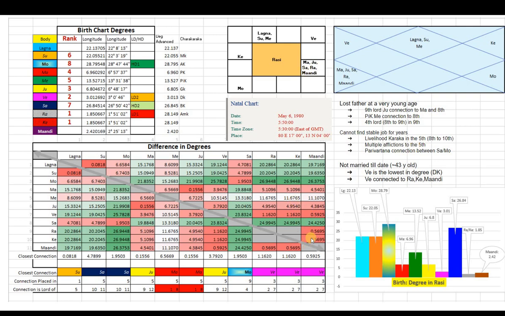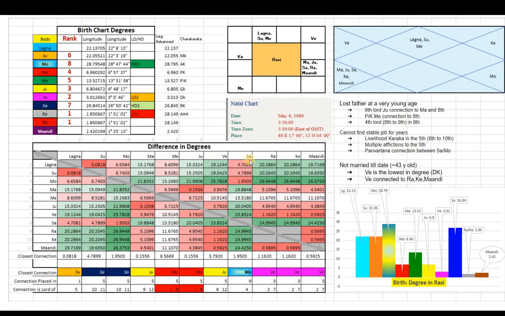And if you see here, Mandi is very close to Rahu. Rahu and Ketu both together. That way it is all very bad for him. Unfortunately, he has not been able to stick to a job because of the Parivartana connection between Saturn and Moon. What I call a Parivartana connection is that Moon is connected to Saturn here. By connection, what we mean is the closest to Moon. The closest to Moon is in this case Saturn, which is just 1.95 degrees away. Therefore, Moon is connected to Saturn.